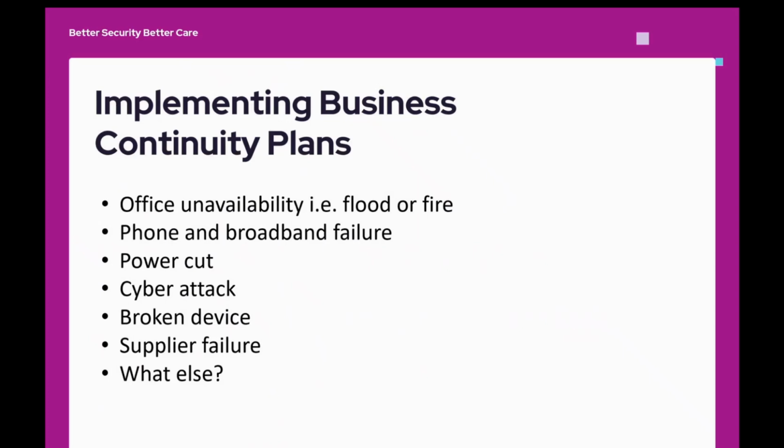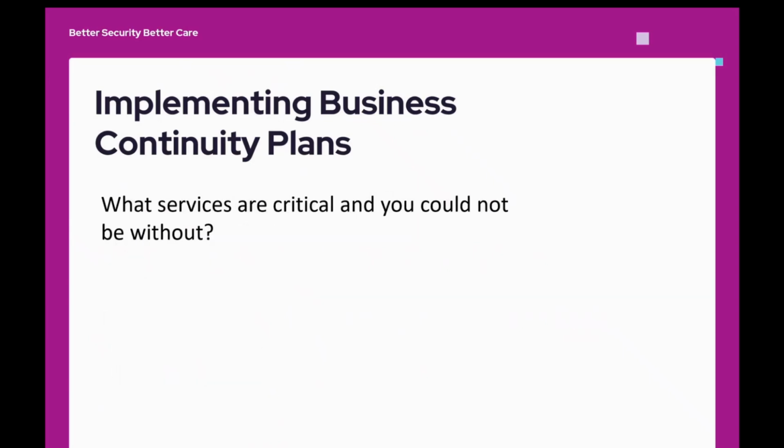But I think that's the thing with business continuity planning, you can't always plan for everything. So what we've got here is a number of things that are listed: Wi-Fi outage, a power cut, a cyber attack, something breaks, a flood or a fire. But I think what we can start with is looking at, okay, what can we not live without? What are the things that are critical to us, and what would we suffer if we didn't have them? And then start building the business continuity plan around that.